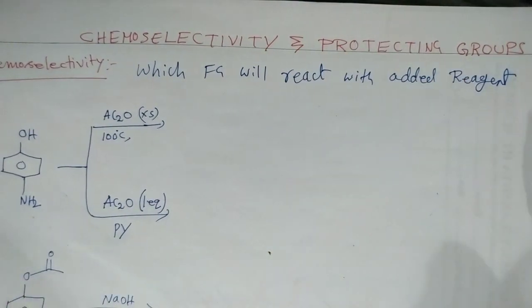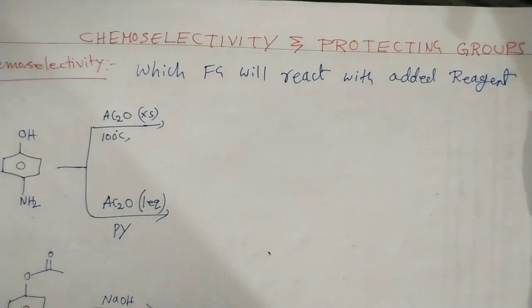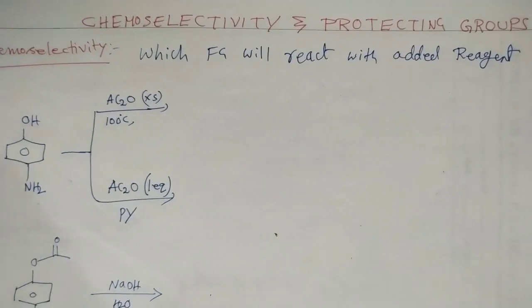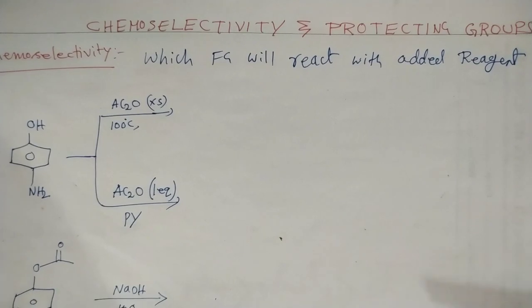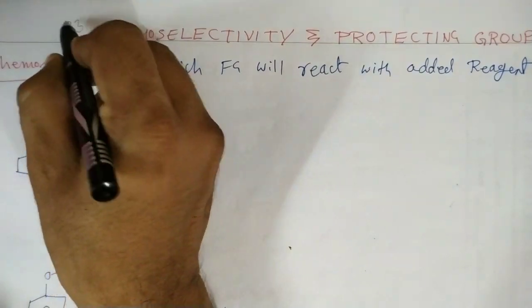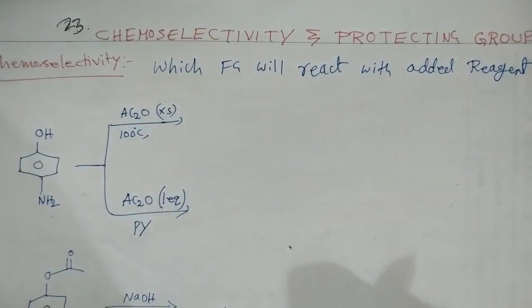So first of all, one of the most important topics is chemoselectivity and protecting groups. What is chemoselectivity? This chapter involves most of the reduction reactions. This is the 23rd chapter in this textbook. Some terms are there in organic chemistry: chemoselectivity, stereoselectivity and regioselectivity.